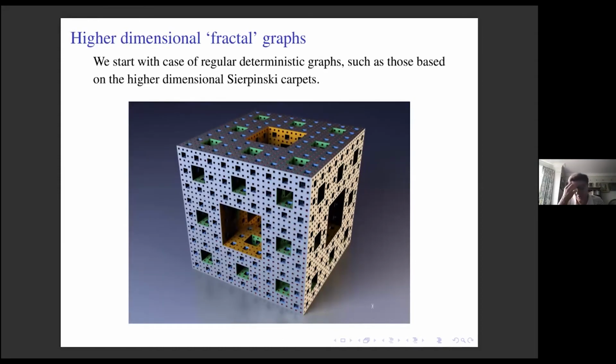So now I'm going to turn away from the random conductance model and talk about higher dimensional fractal graphs. I'm going to start with the case of regular deterministic graphs, such as those based on the higher dimensional Sierpinski carpets. So this is a fractal which Mandelbrot called the Menger sponge. And I think you can see from the picture fairly well how it is constructed. If you think about the Sierpinski carpet in three dimensions, you've got a big hole in the middle, but the outside of it just looks like the outside of a cube.